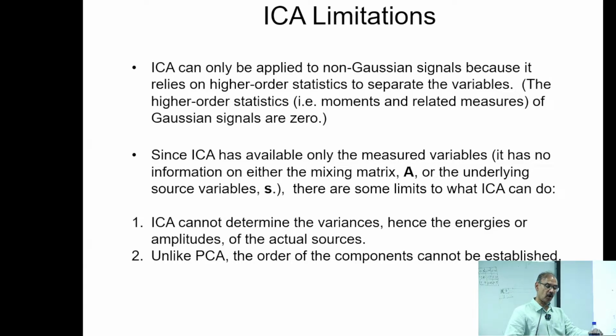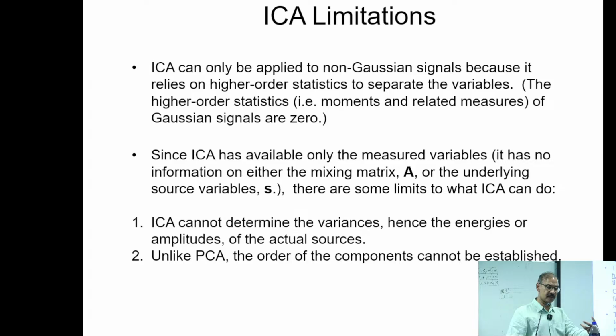ICA cannot determine the variances, hence the energy or amplitude of the actual sources. So in principal component analysis, if there are two sources, you can tell the magnitude of, let's say, the triangle signal versus the sinusoidal signal. In ICA, you cannot. It will only tell you the signal, the magnitude is missing. Okay? These are some of the pre-whitening methods that have to be done.